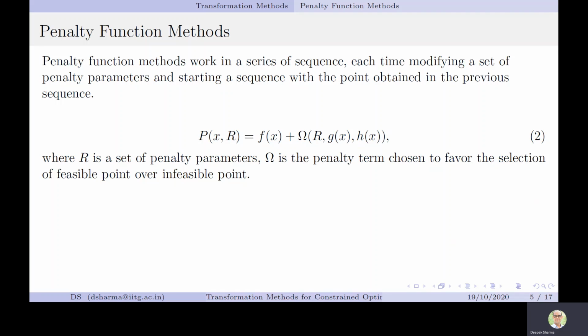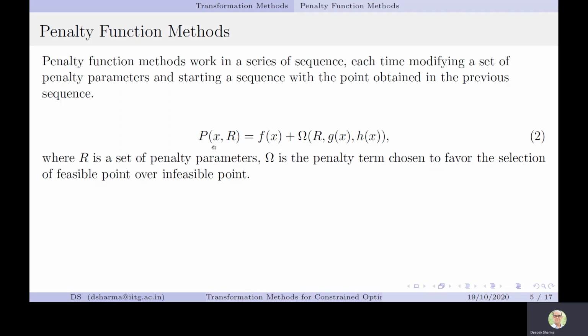In one sequence, our algorithm will be running for some iterations. Similarly, we will move to another sequence, and then our algorithm will run for some iterations. Every time, you will see that the penalty term R will be changing. However, the optimal point which we get from, say, sequence 1 will be taken into sequence 2 as a starting point, and we will move forward. These things will be clear when we solve a problem afterwards.